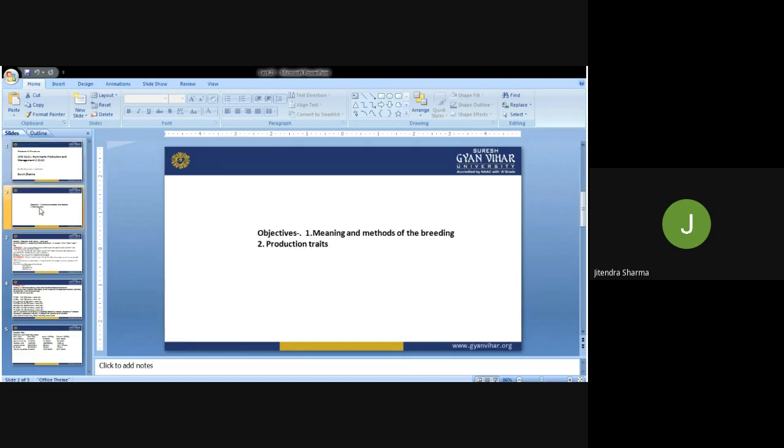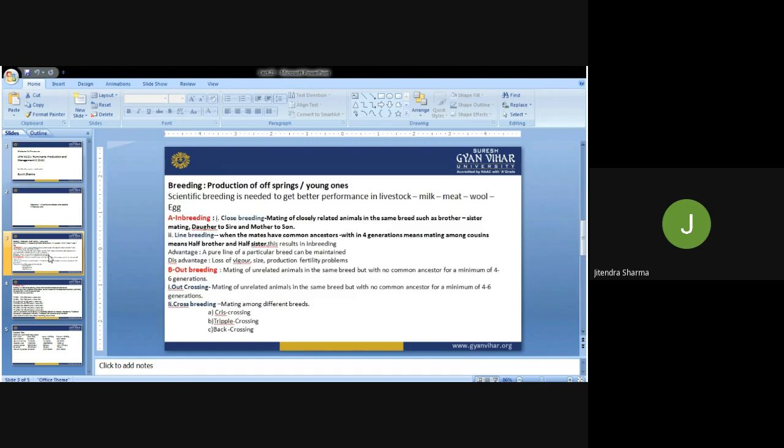The objective of this topic: why we have chosen this topic, and what the outcome of this particular discussion will be. We'll know the meaning and methods of breeding, what kind of methods we are adopting in livestock, and then what the production traits are. These are two important things. You will have better understanding and clarity about both of these when we complete our discussion.